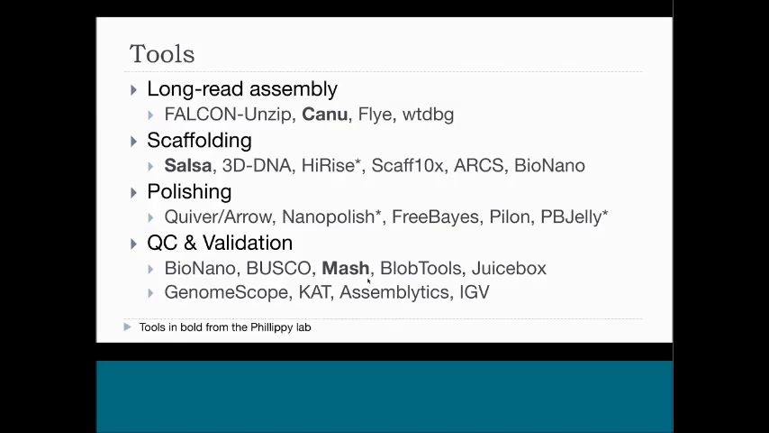And then lastly, QC and validation, hugely important. Optical maps I found very helpful for structural validation. BUSCO for gene completeness. MASH is a tool from my lab that lets you do contamination screening. Blobtools I showed, Juicebox is from Erez Lieberman Aiden's lab for Hi-C based visualization. Genoscope, CATS, Assemblytics, and IGV are essential tools for looking at both the input reads and the output assemblies and judging their qualities.